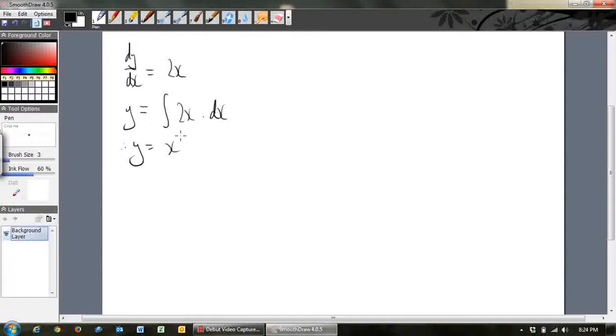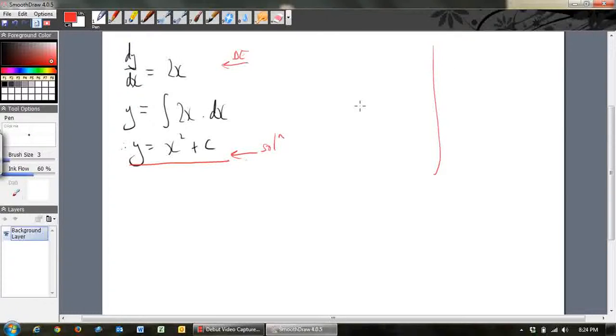So let's just do that. Therefore, y equals the integral of 2x, which is x squared plus a constant. And so that is the solution to this differential equation. So that's the differential equation, and that is the solution to the differential equation.